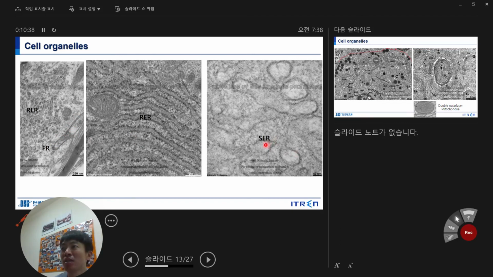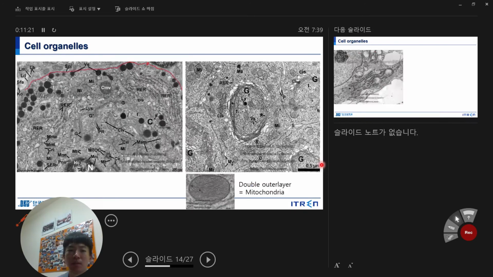Yeah, this is another example of smooth ER. This is some free ribosome. Free ribosomes are not attached to the ER; they are in the cytoplasm, just ribosomes there. So when you see many ribosomes inside your cell, you can say the cell tends to make more protein for itself. Smooth ER doesn't have any here. Okay. Actually, it's not easy to distinguish RER, SER, and free ribosomes in low magnification images, but in high magnification images, you can easily detect them. Okay, this is another one.